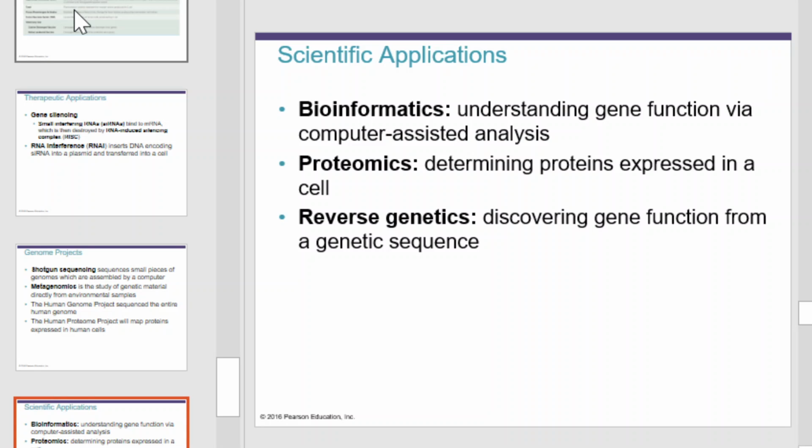Scientific applications of biotechnology include bioinformatics. Bioinformatics is the understanding of gene function via computer-assisted analysis. Proteomics is used to determine proteins expressed in a cell, and reverse genetics allows us to discover gene function from a genetic sequence.